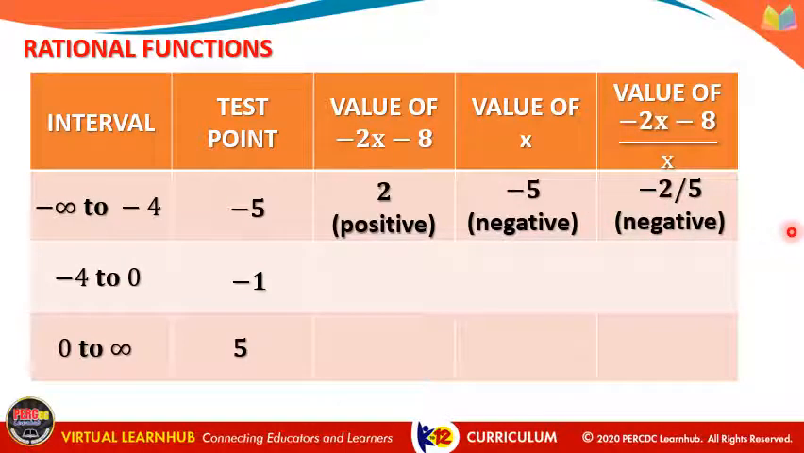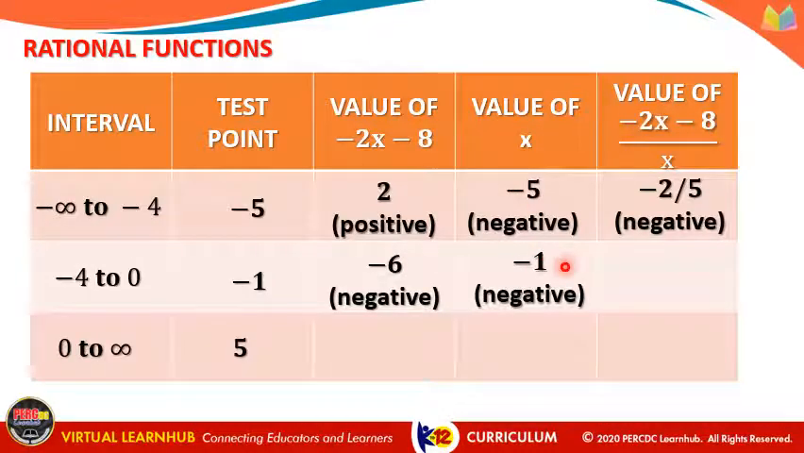Let's now go to x is negative 1. If x is negative 1, negative 2x minus 8 will be negative 6. And x is, of course, negative 1. Solving for the value of negative 2x minus 8 all over x, we will get positive 6. This means that if x is between negative 4 to 0, our rational expression is positive.